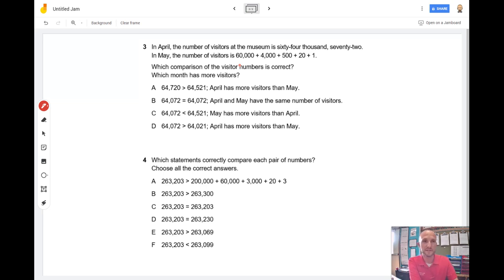In April, the number of visitors at the museum is 64,072. In May, the number of visitors is 60,000 plus 4,000 plus 500 plus 20 plus 1. Which comparison of the visitor numbers is correct? Which month has more visitors? So I need to take this word form and write it out in standard form.